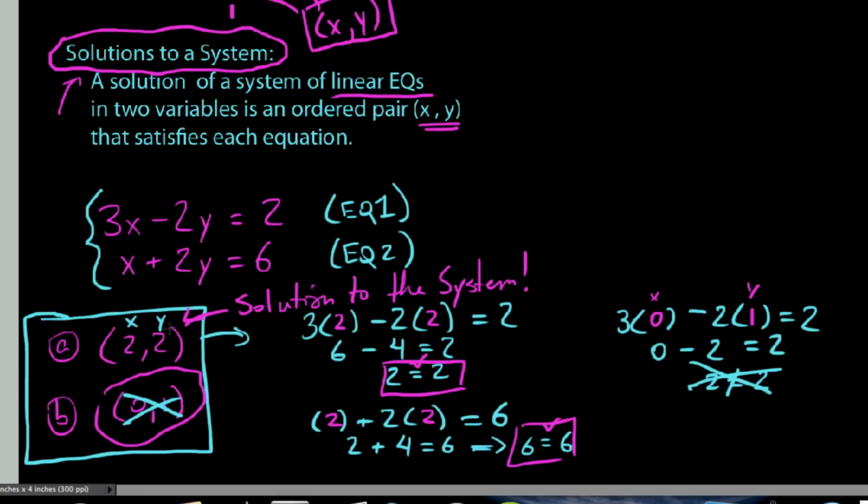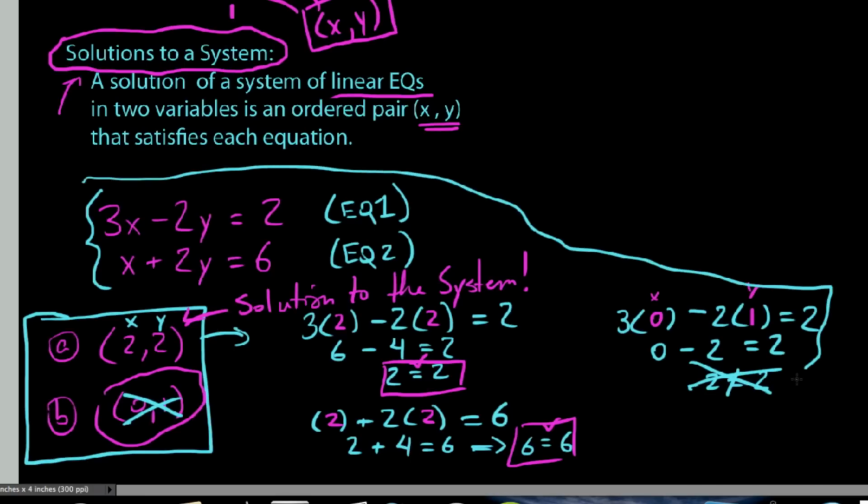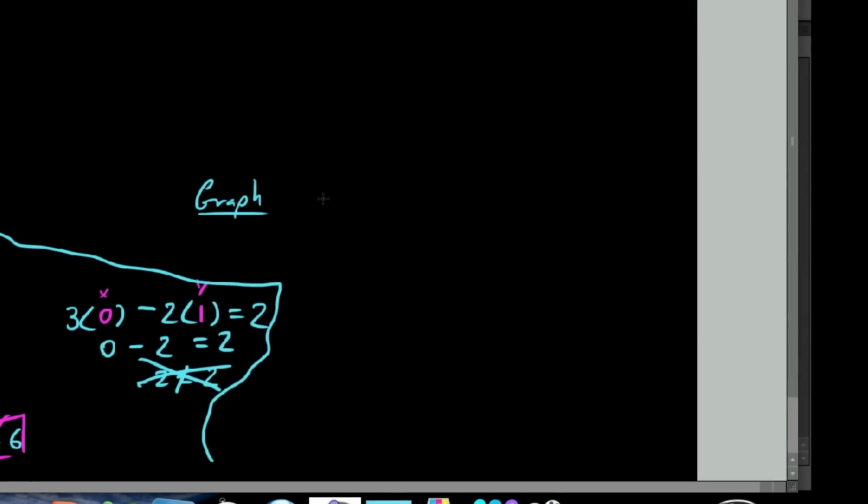One thing I would like to do, however, is this. What if we interpreted this graphically? Okay, so I want to find the solution to this system graphically. Recall that when you graph an equation, such as 3x minus 2y equals 2, let's say we wanted to graph our system. We say 3x minus 2y equals 2. What would this look like?